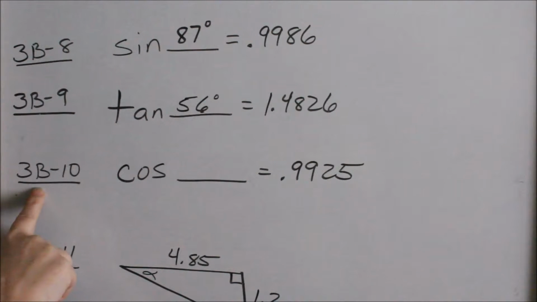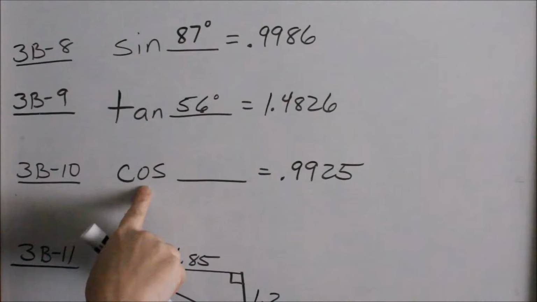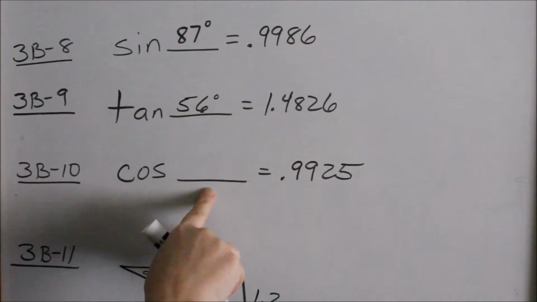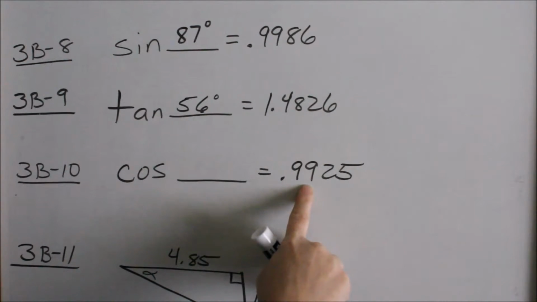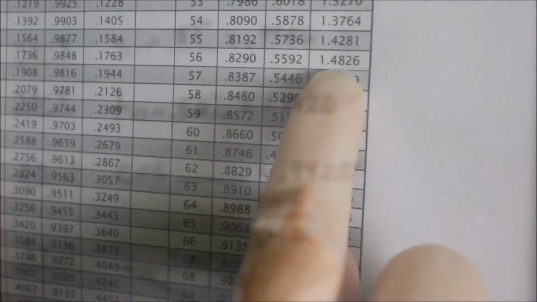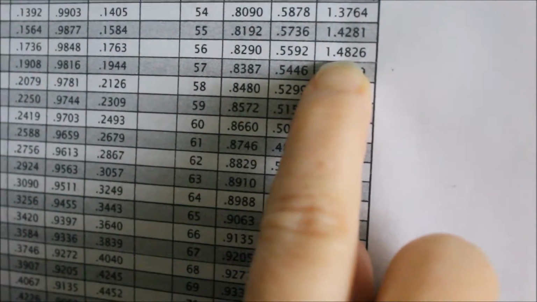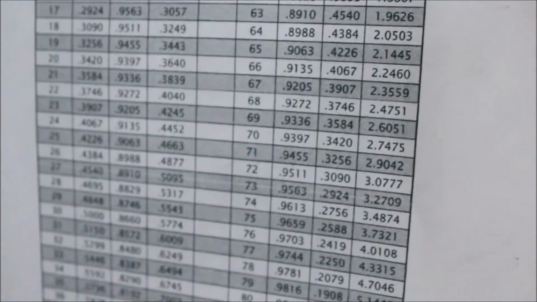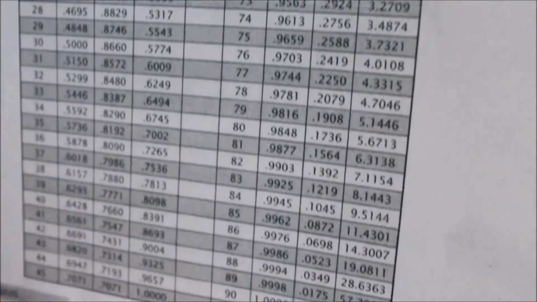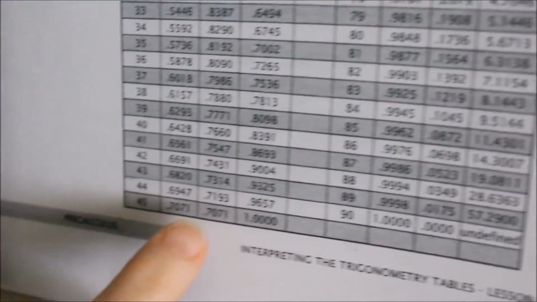Okay, now we're looking at 3B10, and we're looking for cosine, and we're looking for the angle. So we know that that is 0.9925, so we can look up the 0.9925 on our trig tables. In 3B10, we're doing cosine, and we're doing 0.9925. So we got to go to the cosine column, and we're looking for 0.9925.